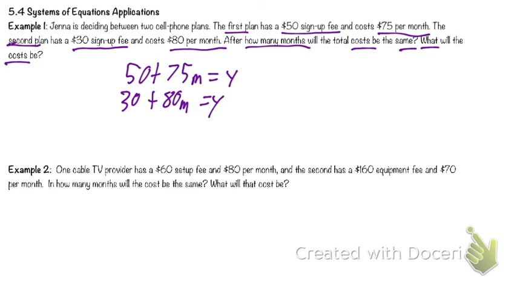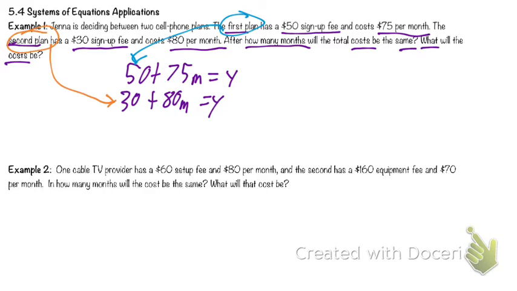Now notice, the first plan is the first equation. The second plan is the second equation. So the first plan ended up being the first equation. The second plan ended up being the second equation.